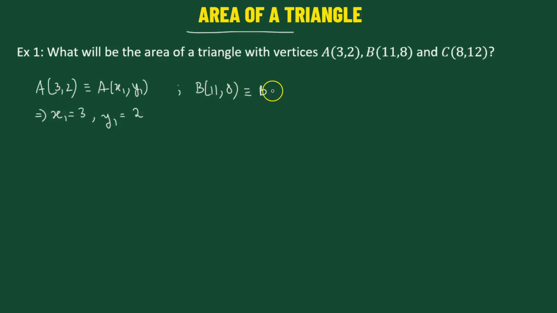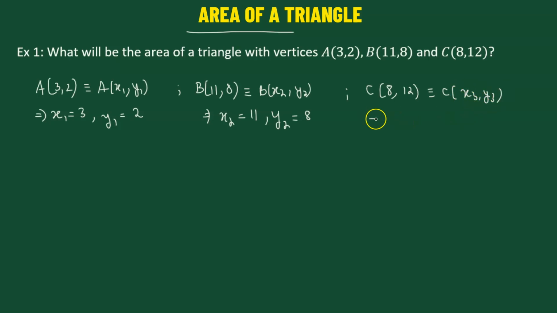So we'll consider it to be equivalent to x2, y2, such that we have x2 equals 11 and y2 equals 8. And then coming to point C, C has the coordinates 8 and 12. So if we make it equivalent to x3, y3, this would mean that x3 has the value 8, where y3 has the value 12. All we have to do is find the area of the triangle ABC.